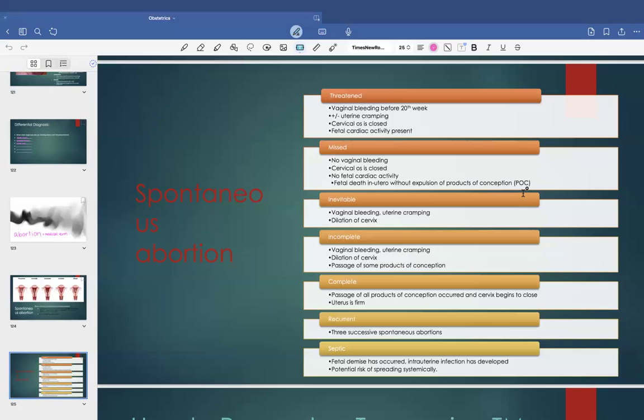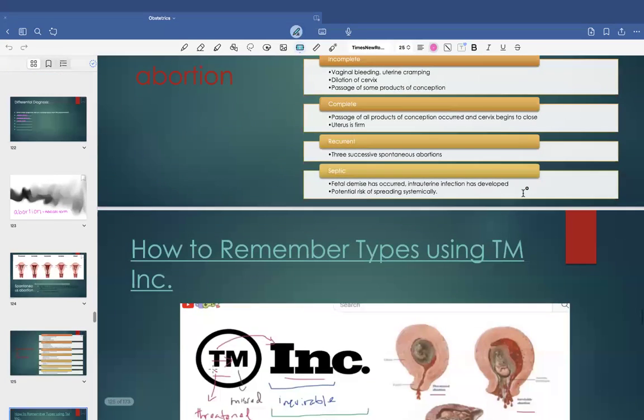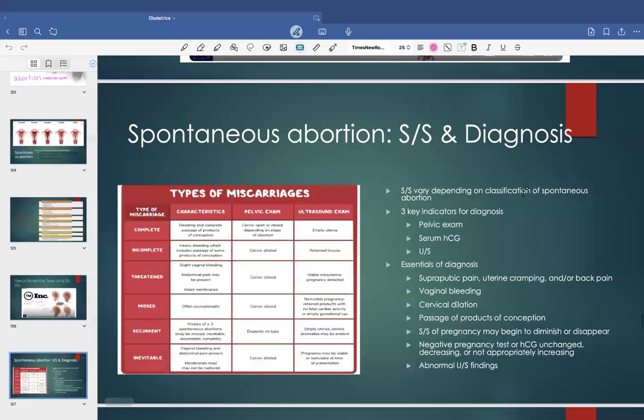Spontaneous abortion, signs and symptoms and diagnosis. Signs and symptoms vary depending on the classification of the spontaneous abortion. That's a little chart you can use. I believe that's from Osmosis, I'm not for sure. 3 key indicators for diagnosis: pelvic exam, serum HCG, and an ultrasound. The essentials of diagnosis.